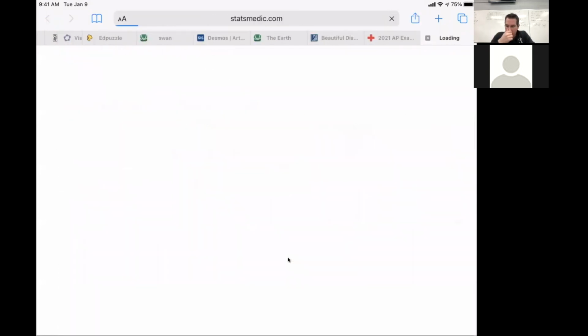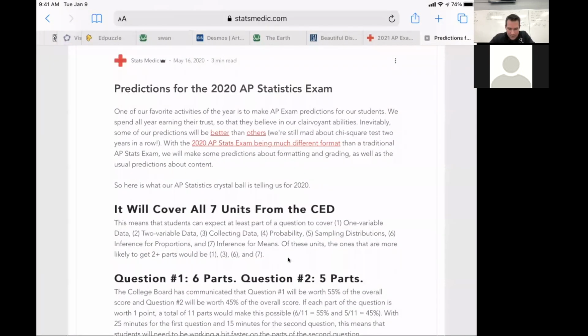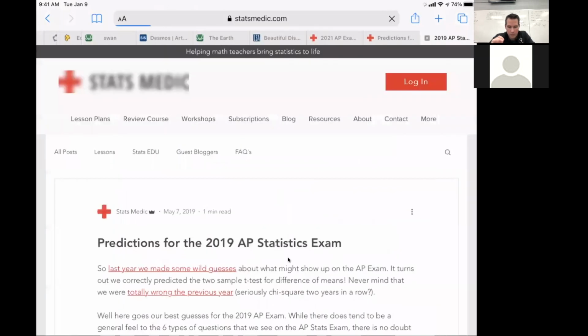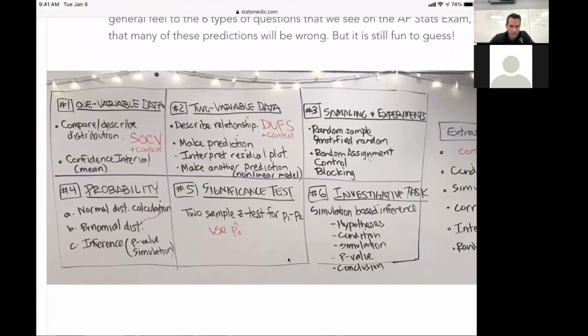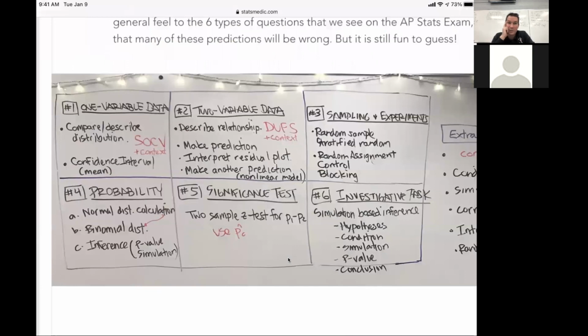And you can see how they did last year. I think their 2019 prediction was the most accurate. If you wanted to actually look back at what they predicted versus what actually was on the test, you can see it kind of runs similar. So 1 variable data, 2 variable data, sampling and experiments, a probability question, a significance test, and then the investigative task. So you can see when you've done enough of these tests, especially for the free response questions, that there's certain beats that we need to cover to show that you understand the main ideas from this course.